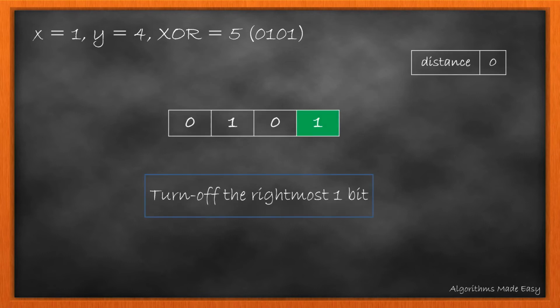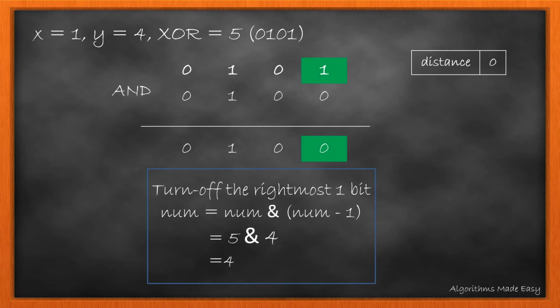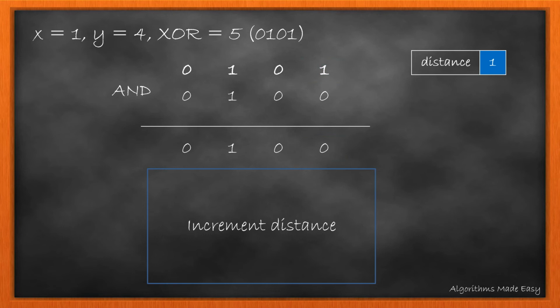Taking the previous example, let's count the number of 1s by using Brian Kernighan's algorithm. To turn off the rightmost 1 bit, we perform an AND operation between the number and number minus 1. If we do this, we can see that the rightmost 1 bit got flipped and the new number becomes 4. As we flip the bit, we will also increment the distance.